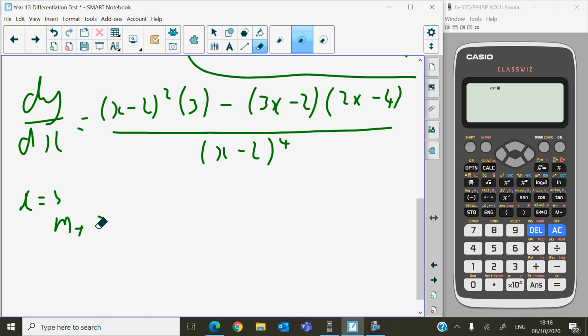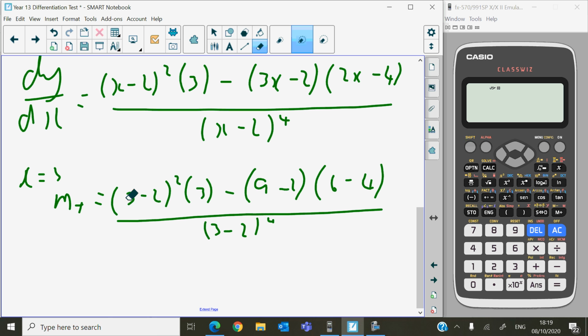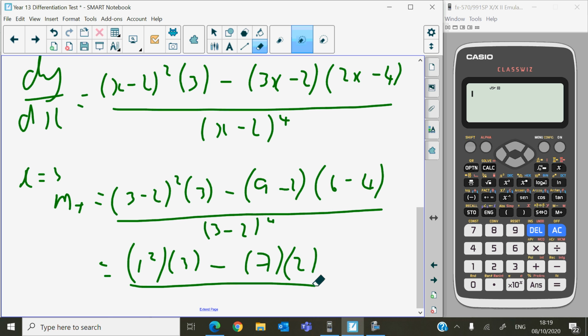Plug x in. And we're going to get 3 minus 2 all squared multiplied by 3, minus 3 times 3 is 9, 9 minus 2, multiplied by 2 times 3, which is 6, minus 4, over 3 minus 2 to the power of 4. Okay, so let's look at what they all give us. 3 minus 2 is 1, so I'm going to have 1 squared multiplied by 3. Minus 9 minus 2 is 7. 6 minus 4 is 2. All over 3 minus 2 is 1. 1 to the power of 4 on the bottom.